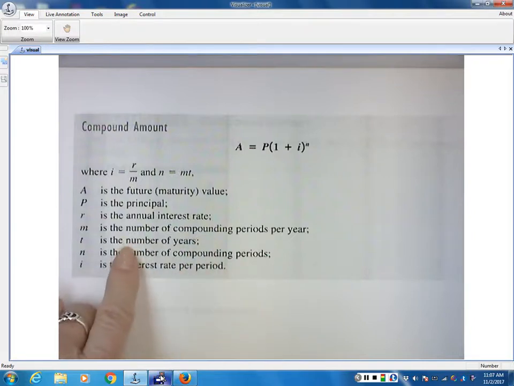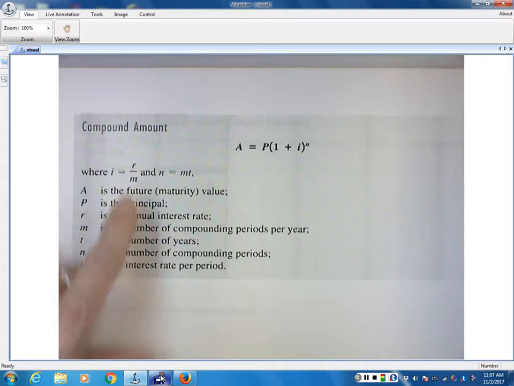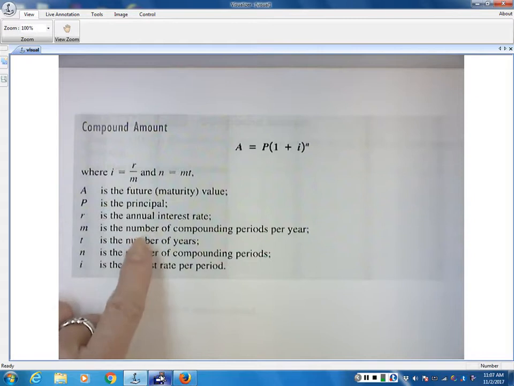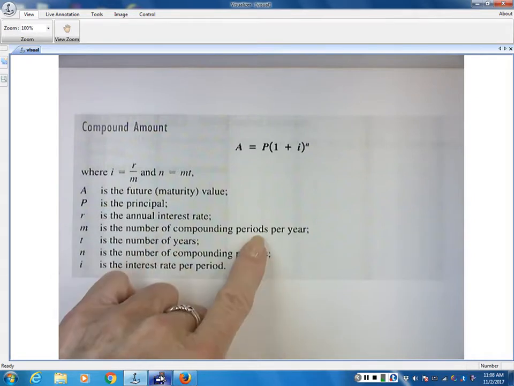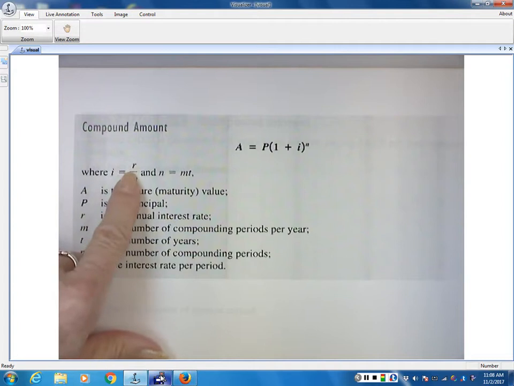And then T is going to be the number of years. Your annual interest rate is R. But since it's going to be compounded more often than once a year, you're going to divide that interest rate by the number of compounding periods in each year. So for example, if your interest rate was 8% and you're going to compound semi-annually, or twice a year, then every time they compound your interest, which is going to be every 6 months, they're not going to charge you the whole 8%, they're going to charge you 4% because it's twice a year.